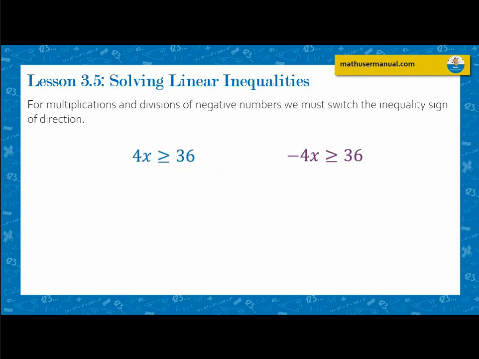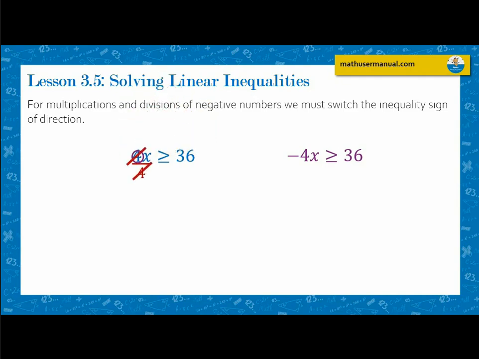Here we have a couple of inequalities: 4x is greater than or equal to 36, and negative 4x is greater than or equal to 36. Let's take a look at the left one first. The x is being multiplied times 4, so we have to do the inverse operation, which is dividing by 4.